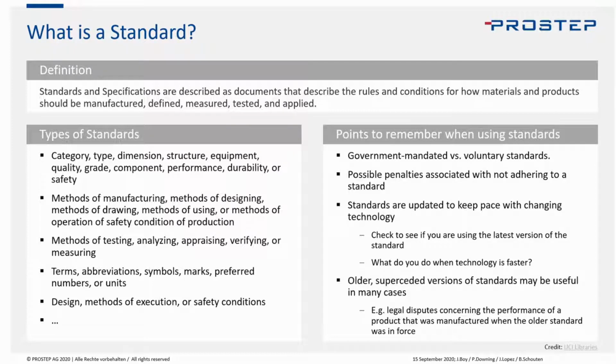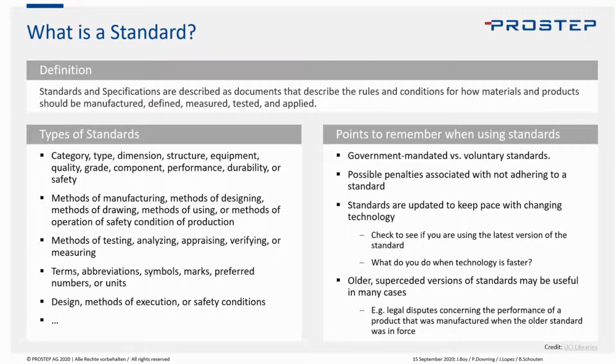So types of standards, they may simply cover things like dimensions and structures and also how do I manufacture something so that it really works and doesn't break? How do I test it? How do I analyze it? It may also be terms and abbreviations, really agreeing on what is the common language that we use to talk to each other when we work in this area.